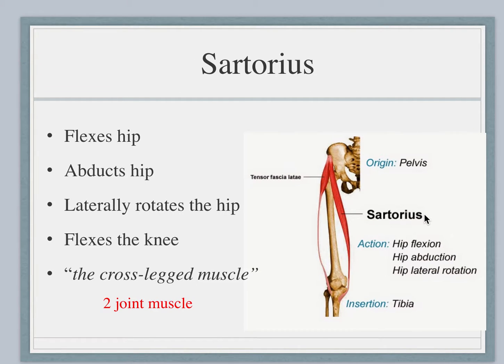The sartorius. The sartorius is a two-joint muscle. It's the cross-legged muscle, and the reason it's called that is because of its actions. It goes in front of the hip, so it's going to flex the hip. It goes behind the knee, so it's going to flex the knee, and it basically creates the movements of when you cross your leg. When you cross one leg over the other, you flex the hip, you flex the knee, you abduct the hip, and you laterally rotate the hip. All those are movements that the sartorius muscle does. That's why it's called the cross-legged muscle. And remember, it's a two-joint muscle, so it has an effect on the hip and the knee.